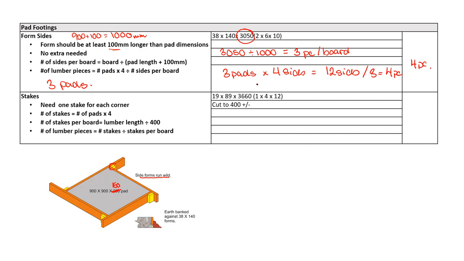Then you need stakes for each corner. So the number of stakes is the number of pads times 4. So the number of stakes is going to be equal to 3 pads times 4 stakes each, 1 for each corner, gives me 12 altogether. How many stakes per board?